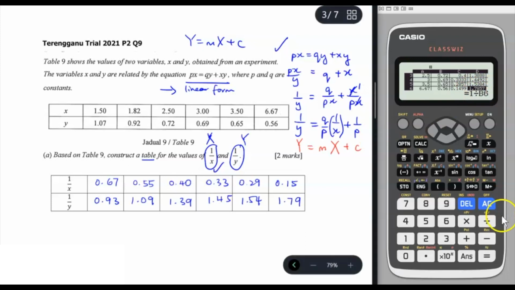These are the values that you will get when you use the calculator. At first you find it a bit difficult because you have to key in so many values and so many steps, but the more you practice, the easier it will be and it will be faster. Then the next question, they will ask you to draw the graph. Plot the graph and draw the straight line.